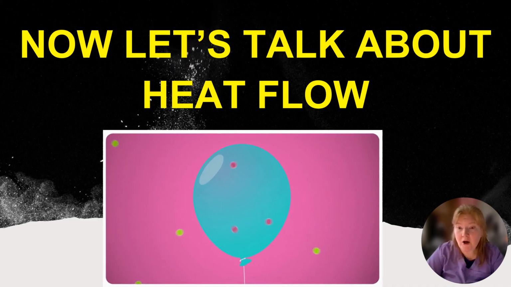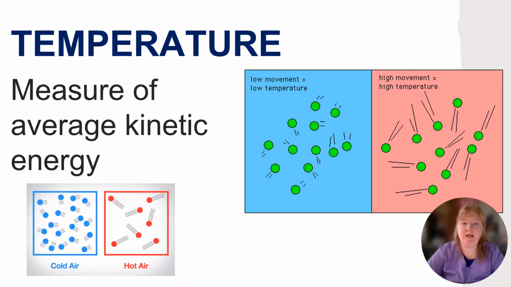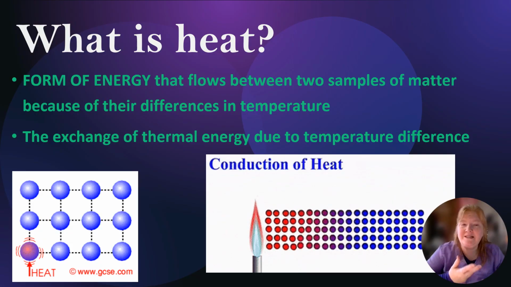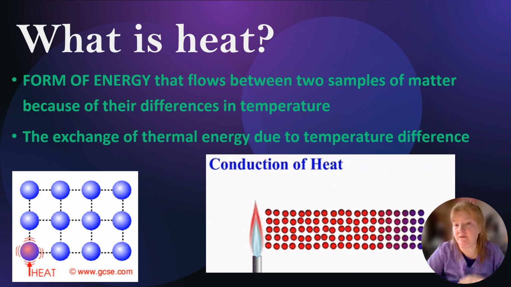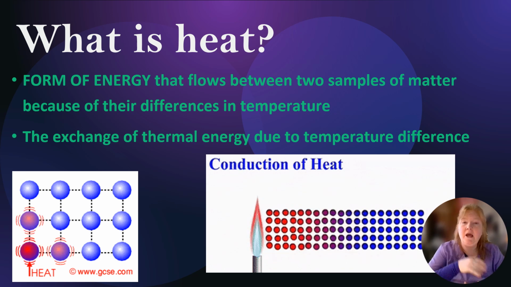All right, let's talk about heat flow. So remember, temperature is a measure of average kinetic energy. So when particles are moving slower, the temperature is lower. But what is heat? Heat is a form of energy that flows between two samples of matter that are touching because of their differences in temperature. Okay? And then there is an exchange of thermal energy due to the temperature difference.